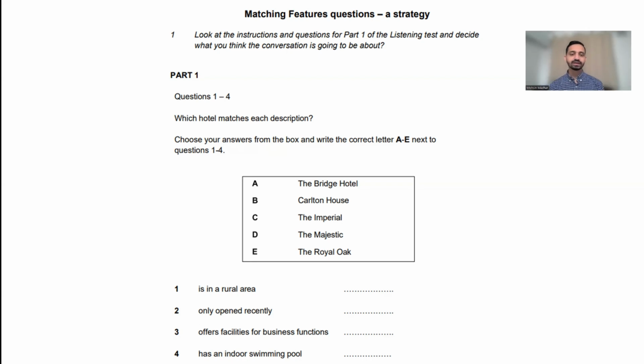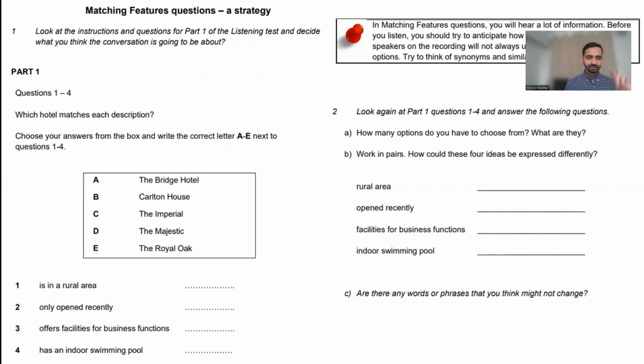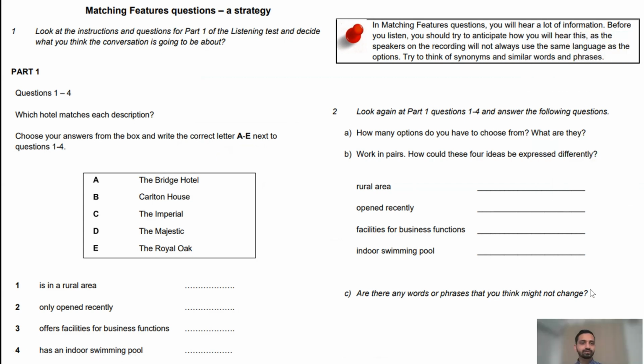First, number 1 is in a rural area, right? So it's in a remote area, for example. Number 2, only opened recently. We need to understand which hotel opened recently. Number 3, offers facilities for business functions. So that's important information, which hotel offers that. And number 4, has an indoor pool. Okay, let's do this. At this time, I want you to do it yourself so that you are synthesizing the information. So look at the instruction and questions for part 1. We have already done this number 1, and try to synthesize what the information is going to be.